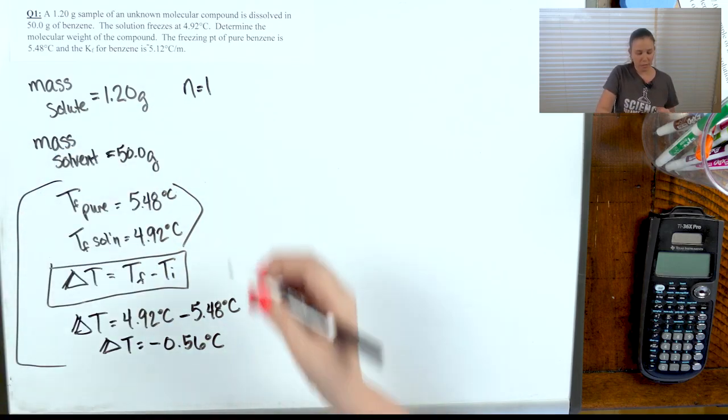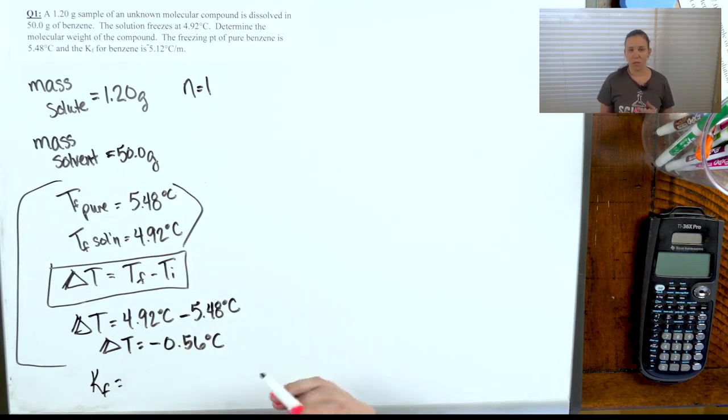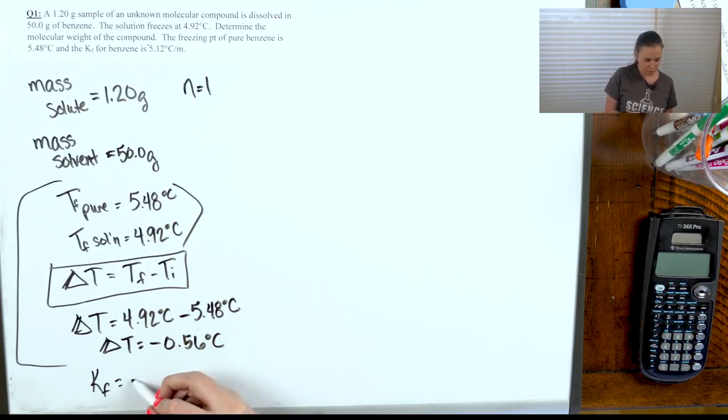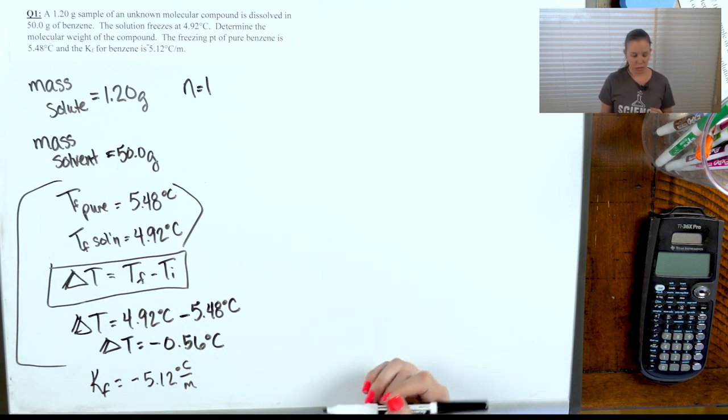The one other thing that I want to add to my list here is the KF, which, since the solvent isn't water, it's not the typical KF of 1.86. It's actually a negative 5.12 degrees Celsius per molality. So now I want to start looking at which formula I can use first.